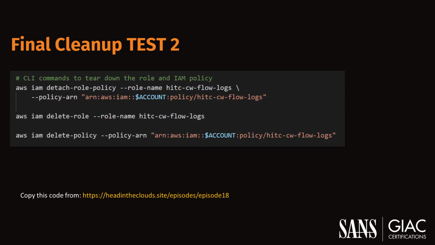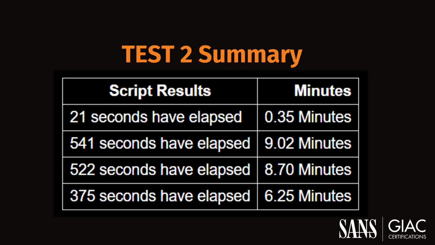And then when we're all done, we can run the following commands to delete the role and the associated policy, but hold off for now as we will need this role for test 3. Here's a table of results for running the test 4 different times. We can see that this is much better, but it can still take up to 10 minutes and is somewhat variable.